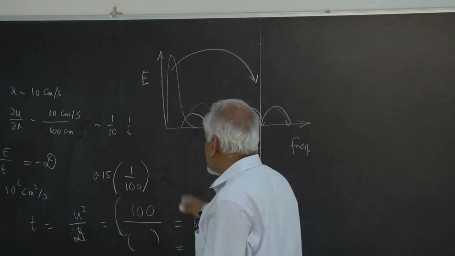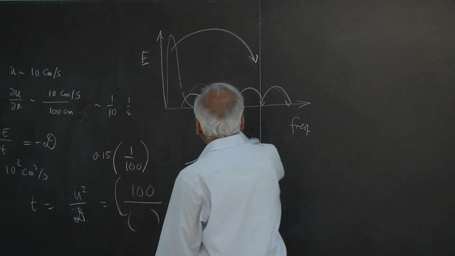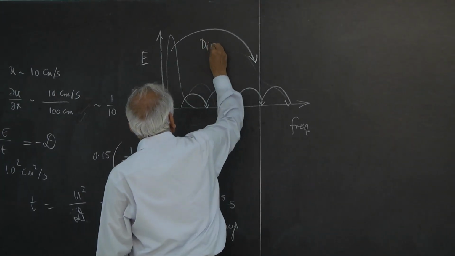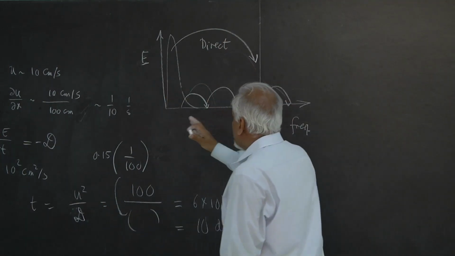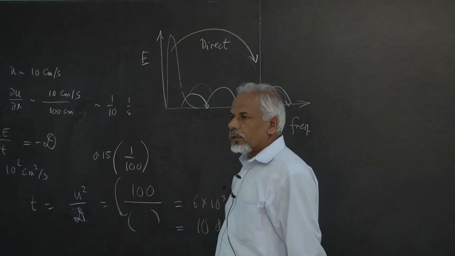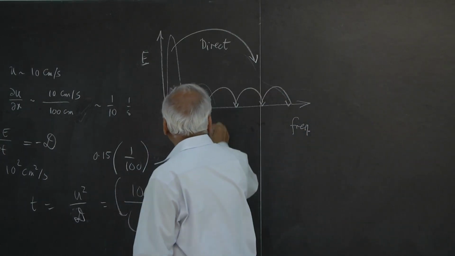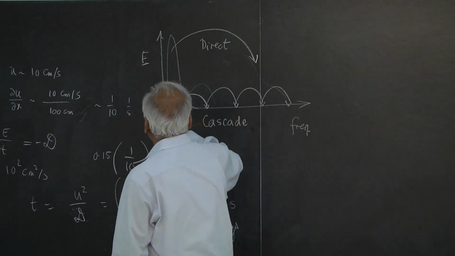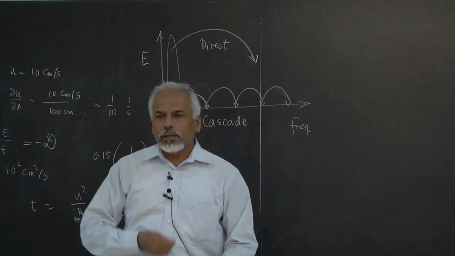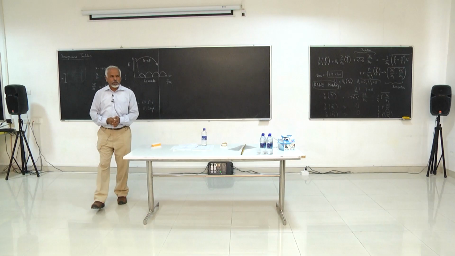So something has to happen like this. This is known as the direct transfer of energy. Direct because it's going from low to high without any intermediaries. And this one would be called energy cascade. Energy goes from one scale to the neighboring scale, and from that to the next neighboring scale, etc.